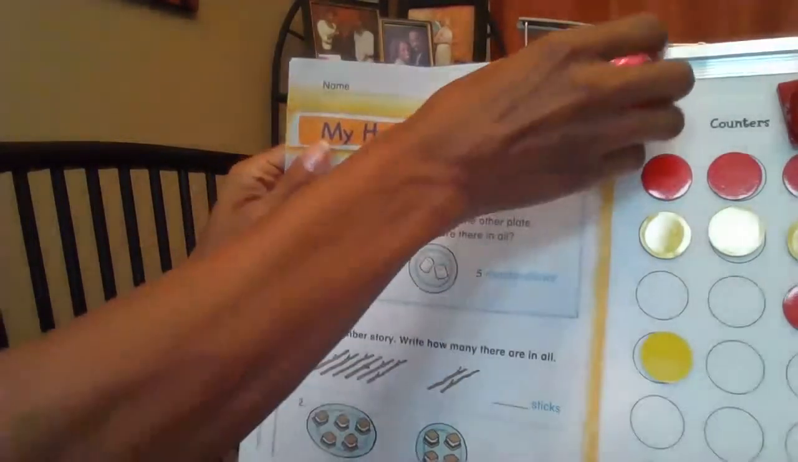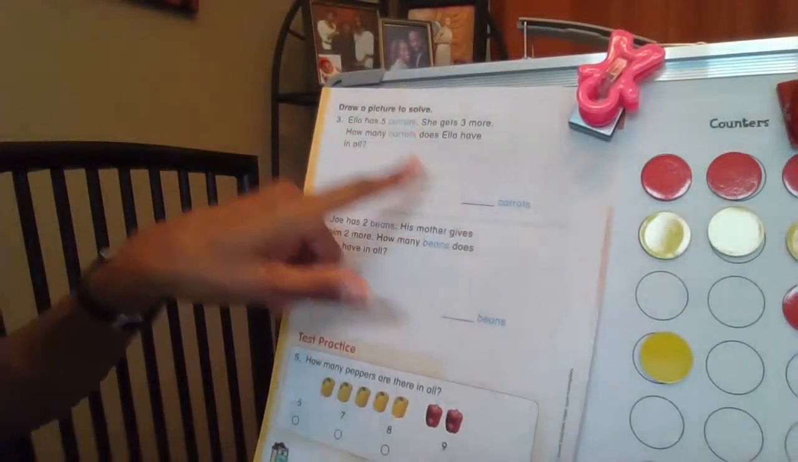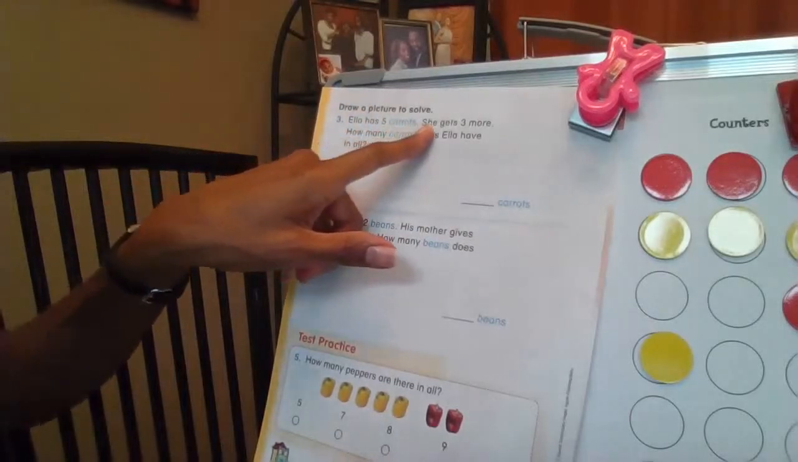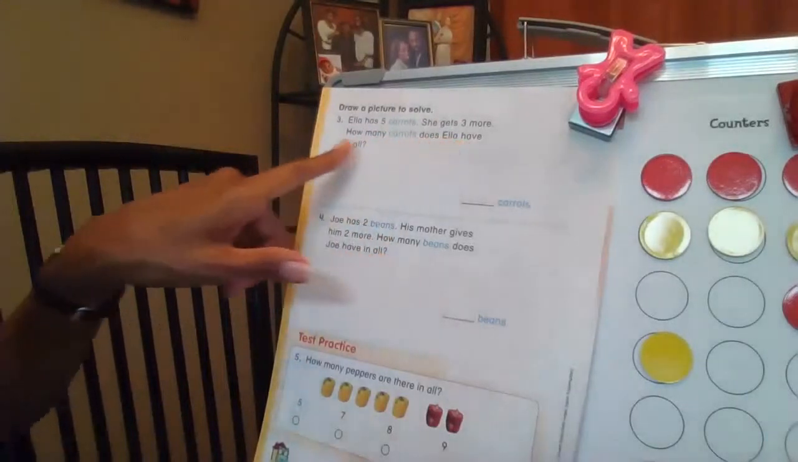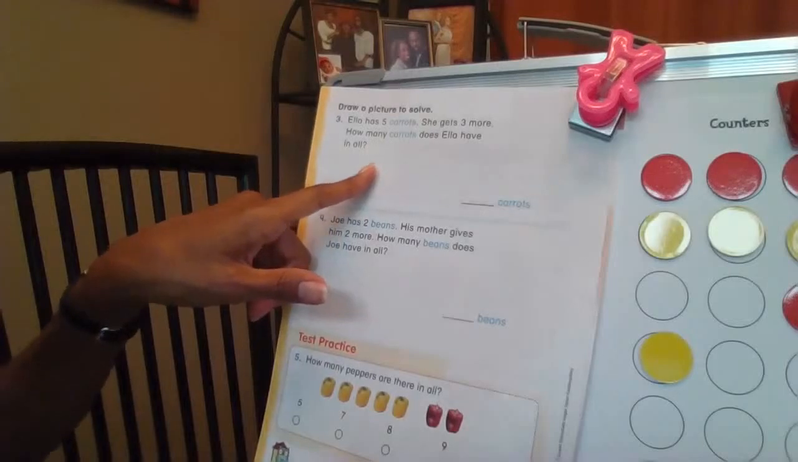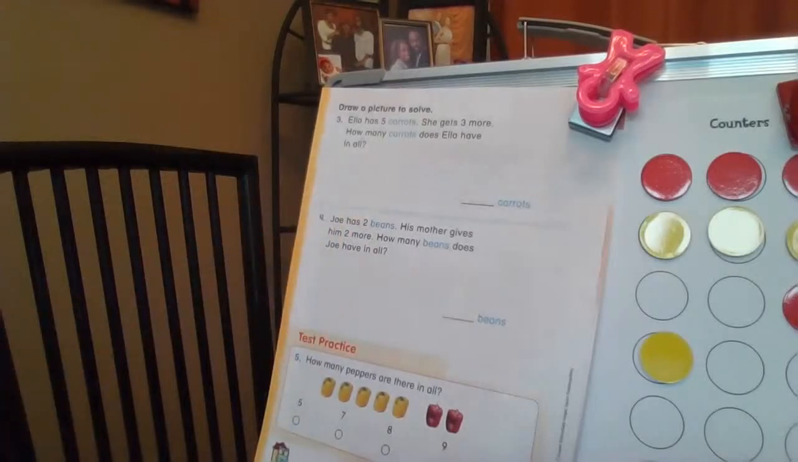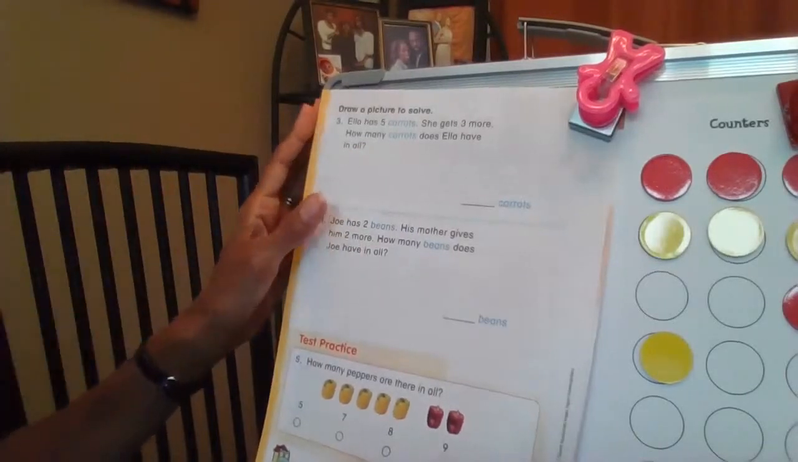Then on the back of your homework, page 16, here you have to draw a picture to solve or to give the answer. Ella has 5 carrots. She gets 3 more. How many carrots does Ella have in all? So you will be drawing carrots. And don't worry if you don't know how to draw a carrot, you could use sticks or rectangles, but you're going to do your best.